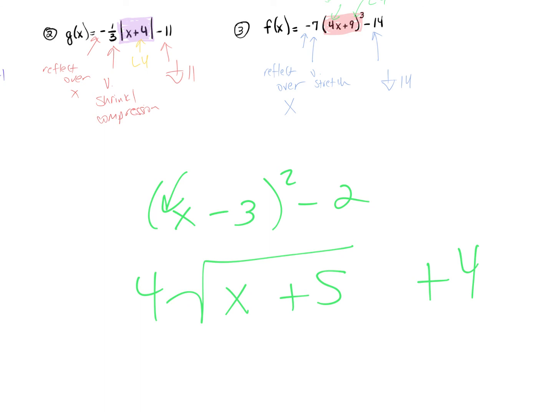So just read the words, whatever the function is. If it tells you it's a quadratic, that means you have a parenthesis with a squared on it. If it's an absolute value, then the stuff that's happening left and right and the horizontal stuff will be on the inside of the absolute value. And your up, down, vertical compression and shrink will be on the outside.